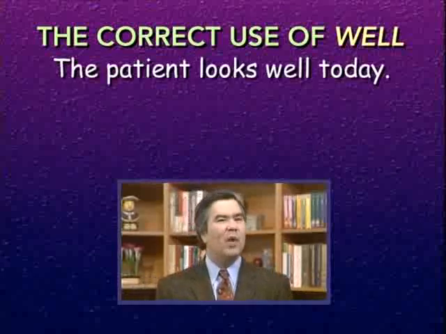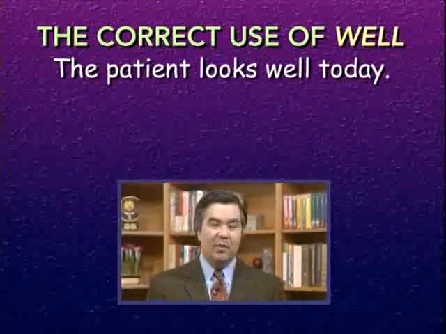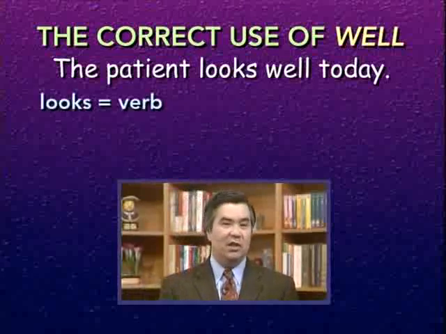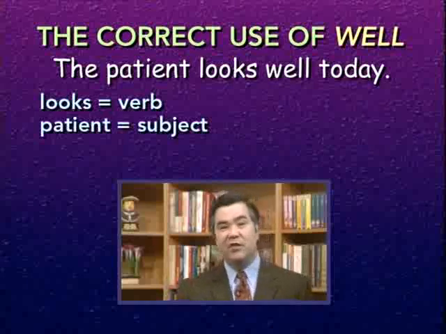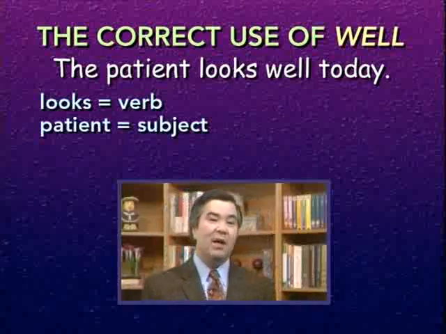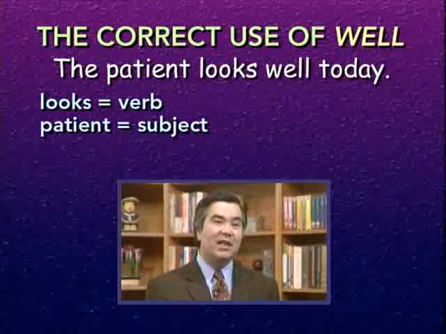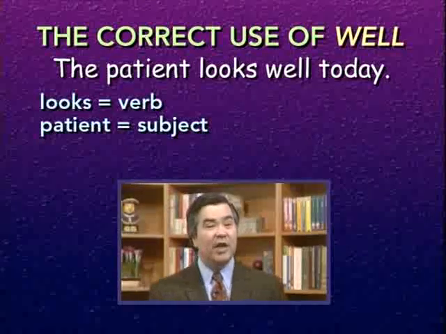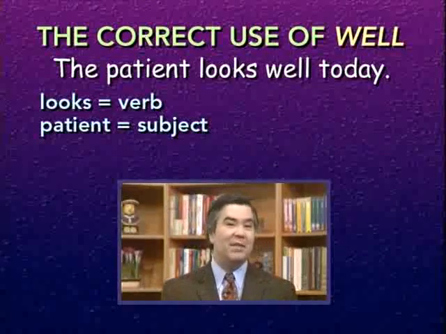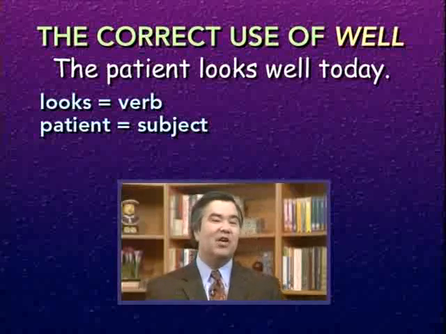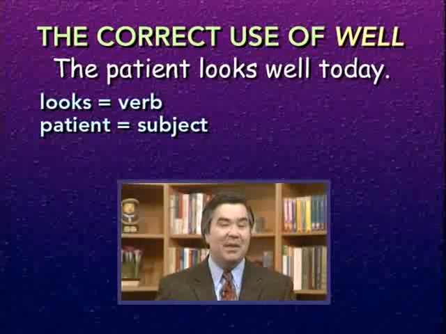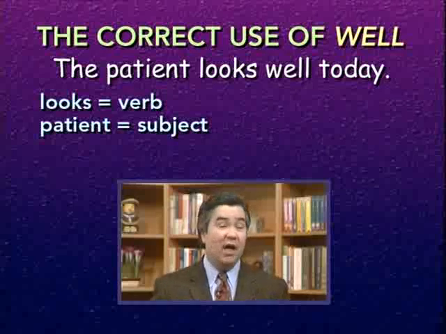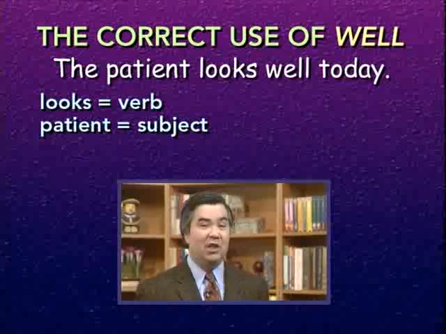The patient looks well today. What's the verb in this sentence? Looks. The subject, patient. Now, is looks in this sentence an action verb or a linking verb? Is it describing something that the patient is doing or something that the patient is? Well, if you think about it, this sentence is really describing something that the patient is. It's not telling something the patient did, but rather that the patient is or seems to be healthy. So the patient's state of being is being described, not an action that the patient is undertaking.